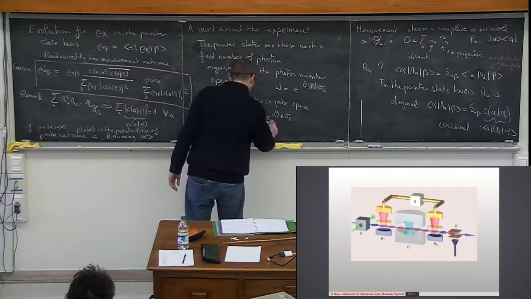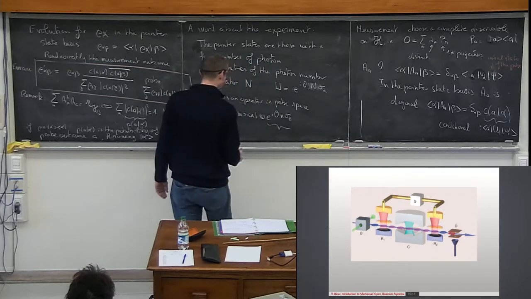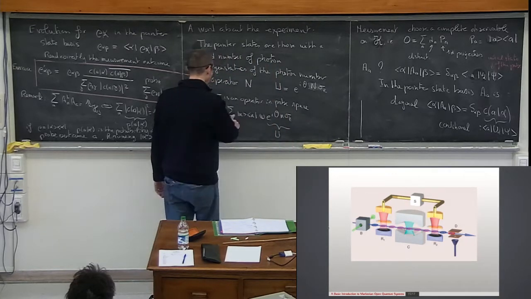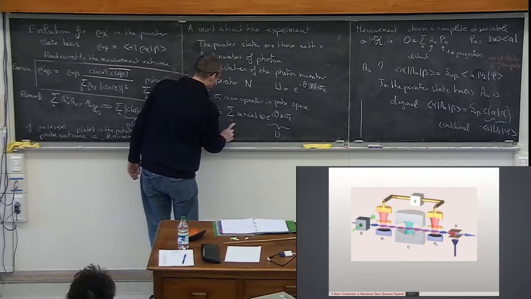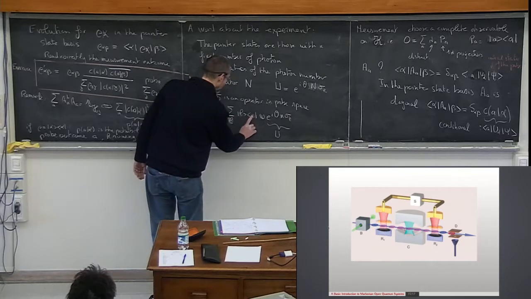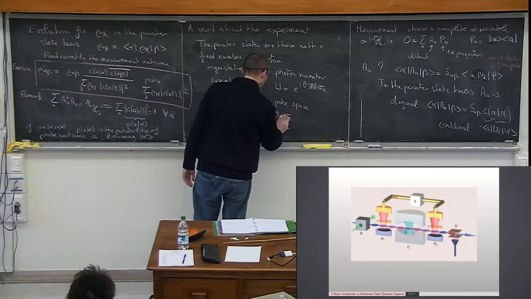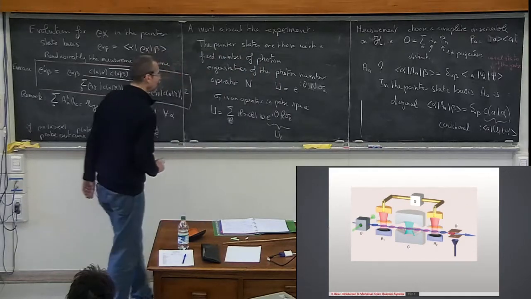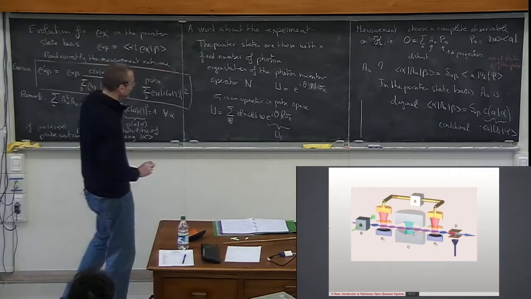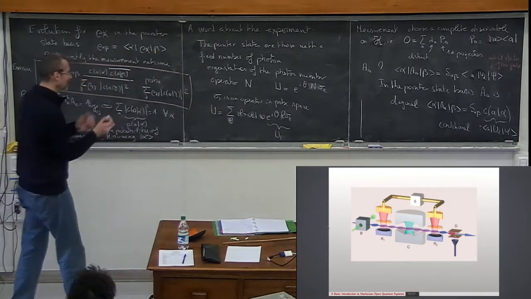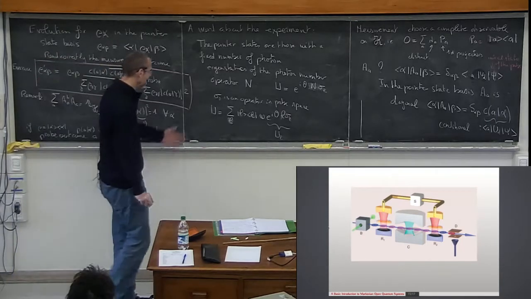So this would be what I would call U. Let's say there are L photons inside the cavity. Let's call L the photon number. And then this would be what I would call U_L. This was U alpha before, but there is some kind of clash of notation. But anyway, this is the way it works.